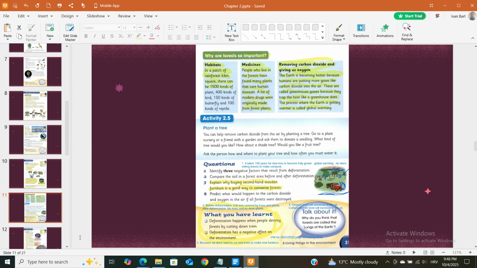Activity 2.5. Plant a tree. You can help remove carbon dioxide from the air by planting a tree. Go to a plant nursery or a friend with a garden and ask them to donate a seedling. What kind of tree would you like?